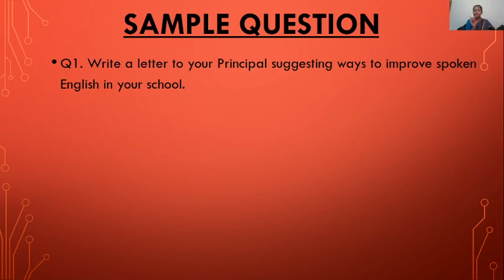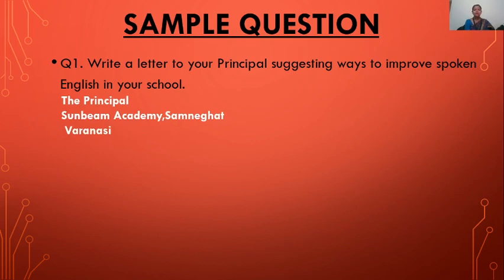So in that application, we do a little change. Beta, the application written to school doesn't carry your address. We don't write the sender's address. We directly start with the receiver's address. Here the receiver is the principal, as you can see. Write a letter to your principal. So who is the receiver in this letter? In this application, the principal is the receiver.